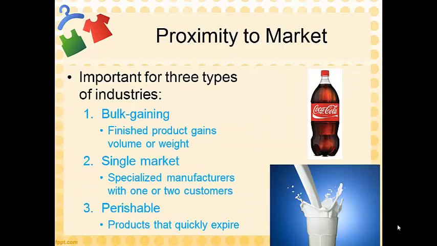All right, let's talk about proximity to market. This is important to three different types of industry, which include the following: bulk gaining industry, which is the opposite of bulk reducing. We start with a heavy product, then go to a product that weighs less, to a bulk gaining product, which means that the finished product weighs more or has greater volume. Second is single market, which basically is specialized manufacturers that only really sell to one or two customers, and therefore they're going to be close to them. And last but not least is perishable items, which are products that quickly expire.